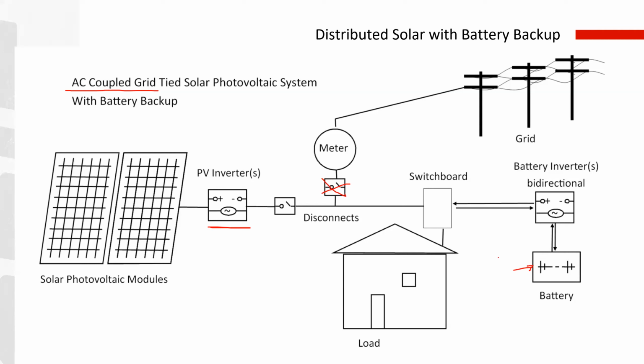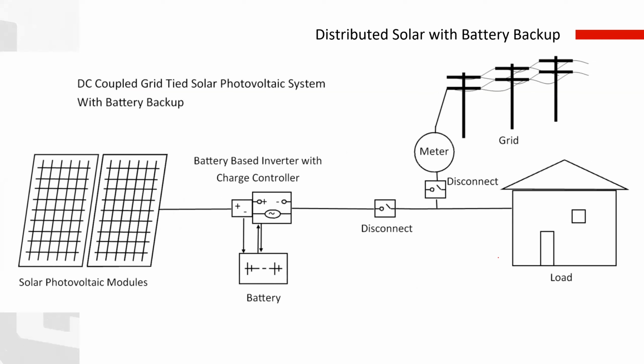This tends to be what happens when you add batteries after the fact. You put in PV, you had it for a few years, then you decide you wanted to add batteries. This tends to be what happens. If you come in before and decide you want a battery, it might be a DC coupled system.